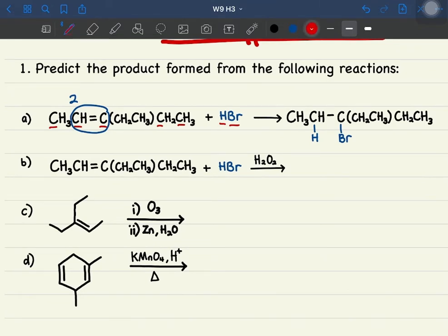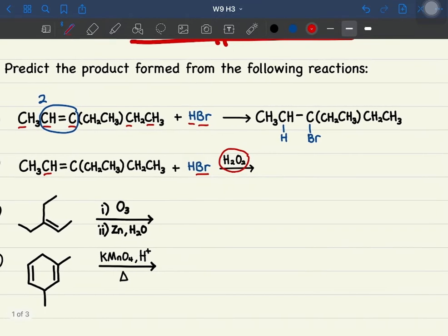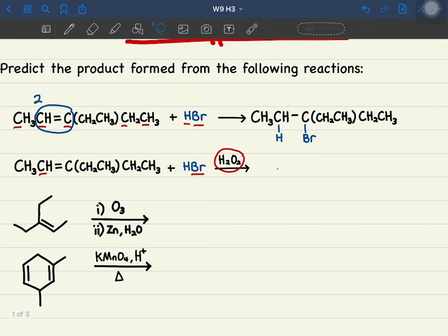Next, for B, we have exactly the same HBr to be added, but this time around we have the presence of hydrogen peroxide. Whenever we have HBr or HX with the presence of hydrogen peroxide, it means we are going to disobey the Markovnikov rule, meaning this reaction will follow the anti-Markovnikov rule. Now the Br is going to attack the carbon with the most number of H, which in this case is carbon number 2. So we are going to get the product that is opposite to the other reaction.